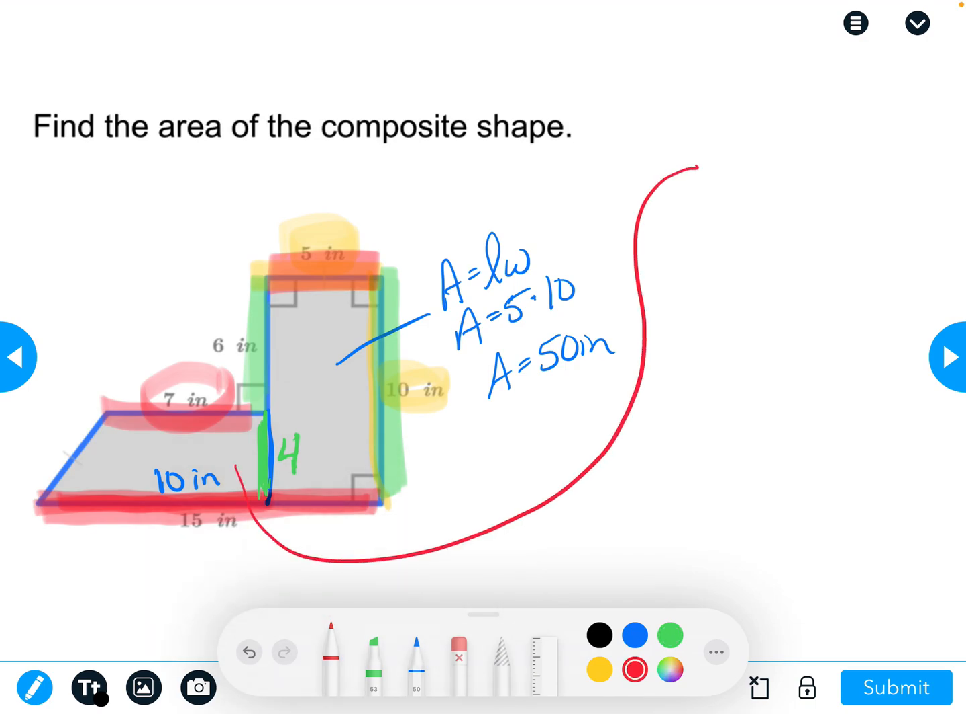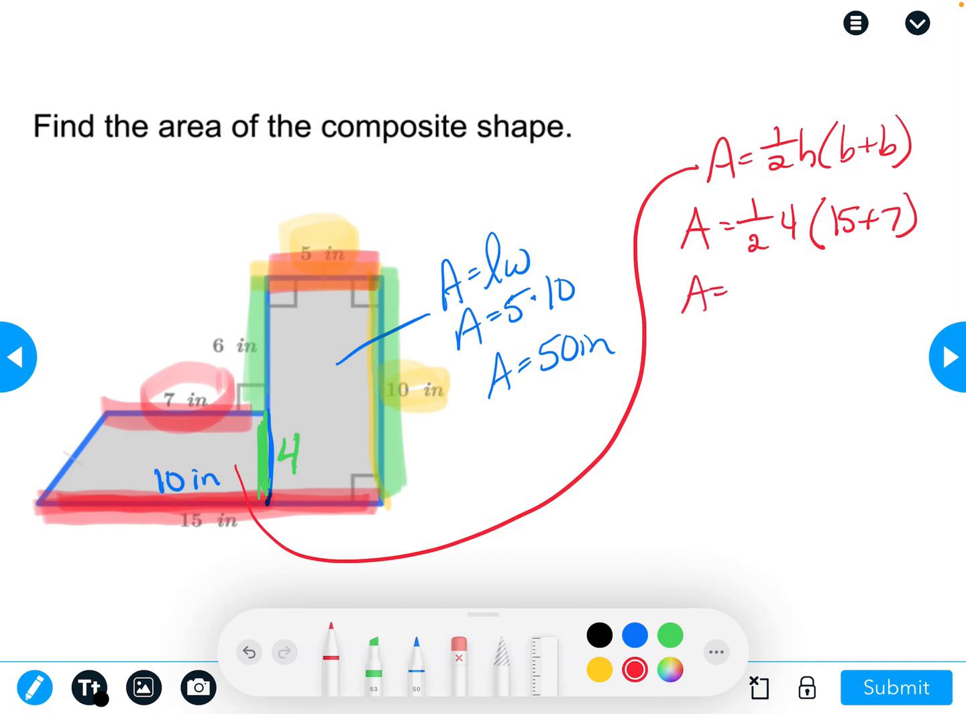All right, I'm going to put this over here. So area equals 1/2 of the height times the sum of the bases. So we have 1/2 of 4, and we're going to add 15 plus 7. So that would be 2 times 15 plus 7 is 22. 2 times 22 is 44 square inches.